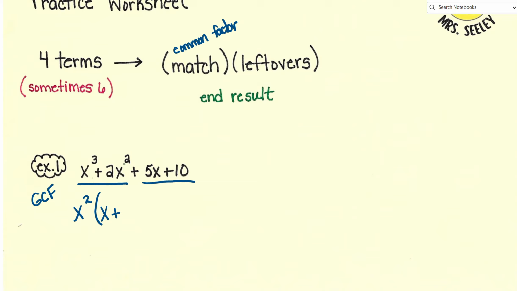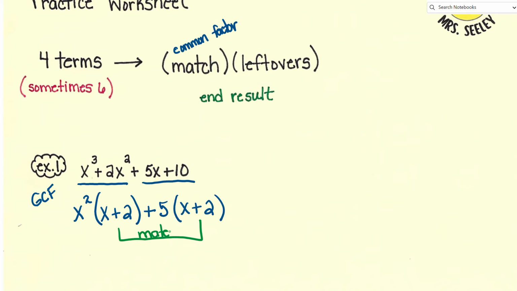Plus 2x squared, but factoring out the x squared just leaves you with a 2. Plus, take out your second factor, which is a 5. That's the greatest common factor of the second term. So 5x, take out the 5, you're left with x. Plus 10 divided by 5 is 2. And then you see that you have your match.